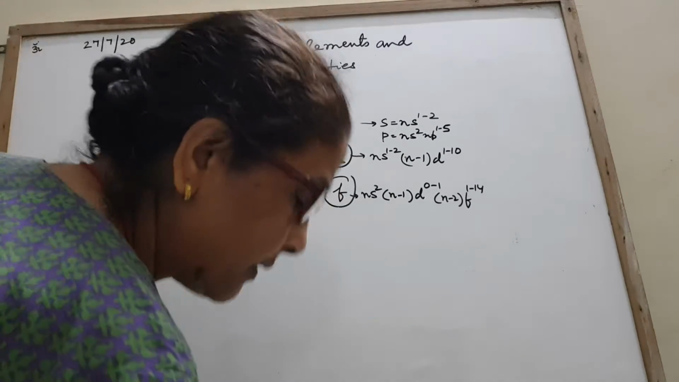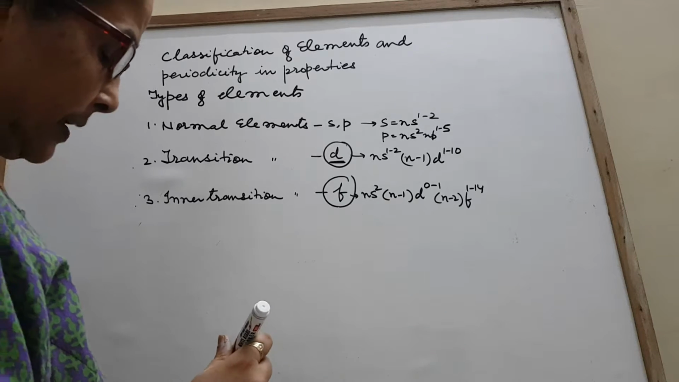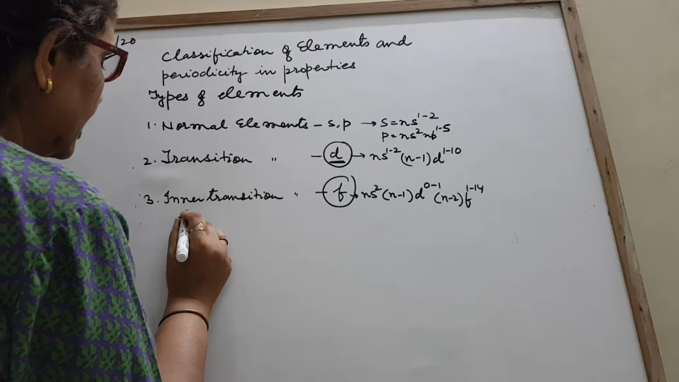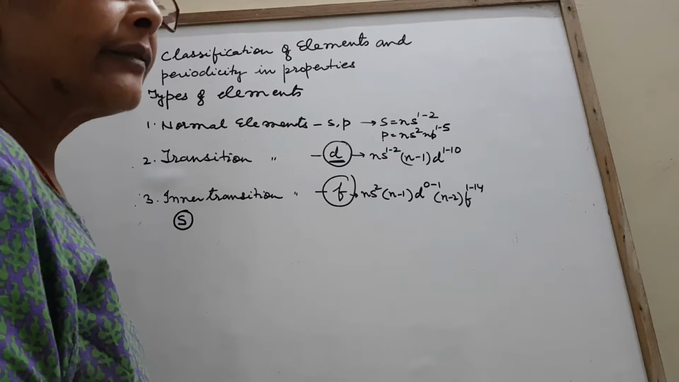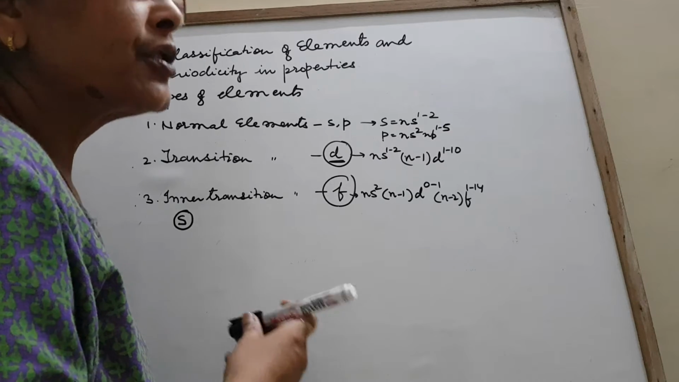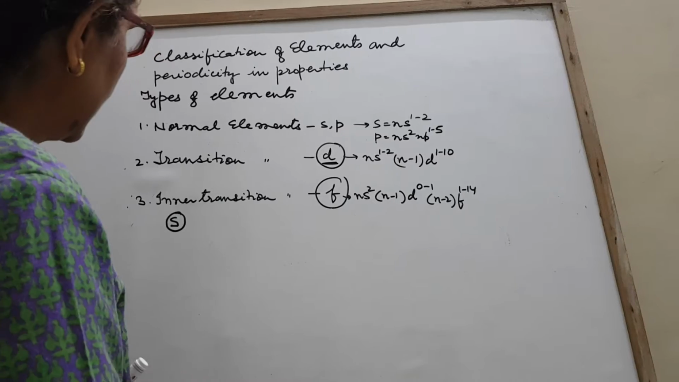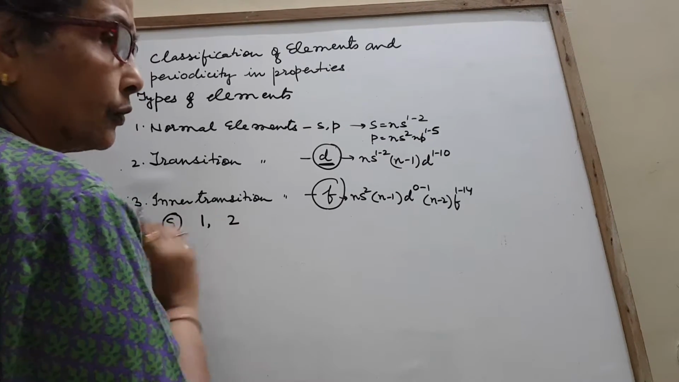Now children, we will study types of elements in terms of S, P, D and F block. So first we will take up S block elements, children. What are these S block elements? These are those elements which have the last electron, the differentiating electron, entering the S subshell. It comprises of group 1 and 2.